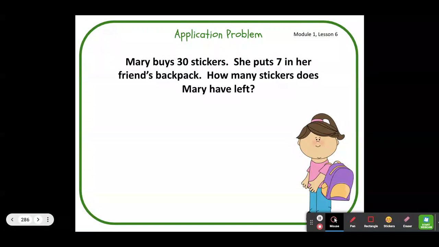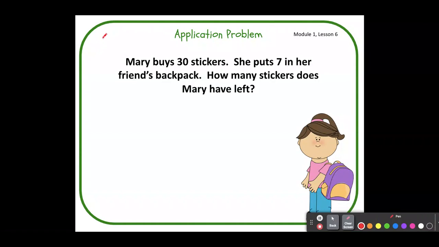Let's go over the application problem. Remember to always follow the RDW method when solving a word problem. RDW means to read the word problem carefully, draw using a model like the one I showed you in this lesson, and to write a number sentence and a statement. You can pause this video to work on the application problem independently.